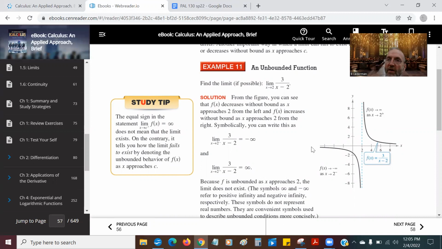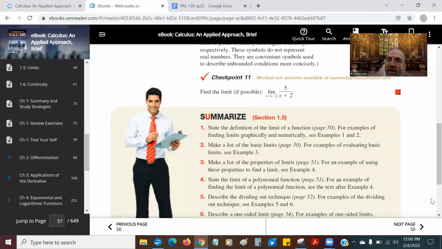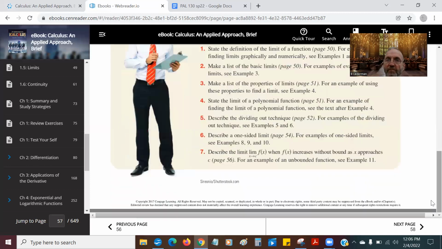you get this guy right here, which is a hyperbola. When x approaches 2 from the positive side, it goes up to positive infinity. When x approaches 2 from the negative side, it goes down to negative infinity. So there's a right-sided limit of positive infinity and a left-sided limit of negative infinity, but there's no overall limit because the right and the left don't agree.